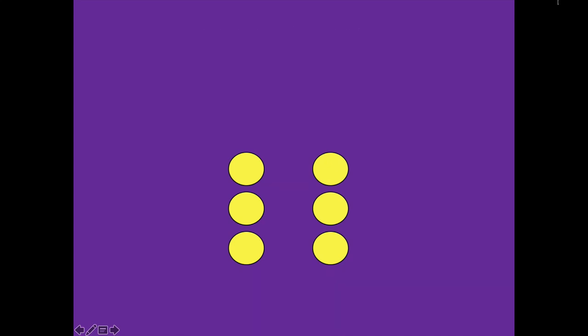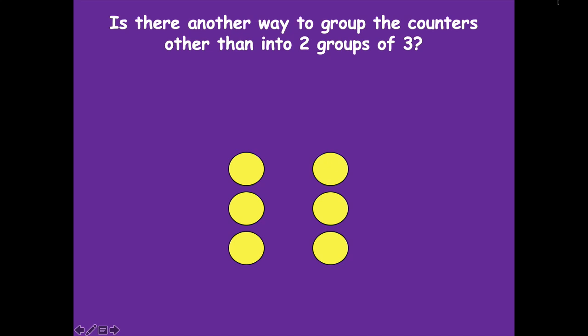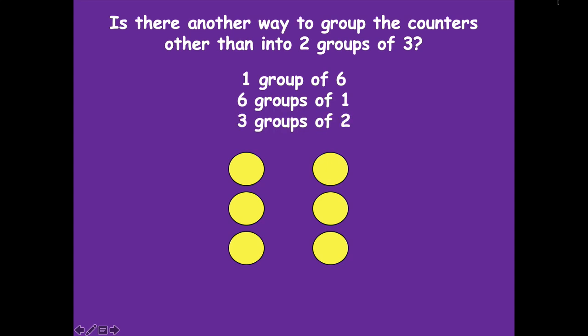6. Is there another way to group the counters other than 2 groups of 3? Yeah, there are. Can you think of any others? Here's some. One group of 6. You could put them all in one group. 6 groups of 1. 3 groups of 2. So there's several different ways that you could organize them.